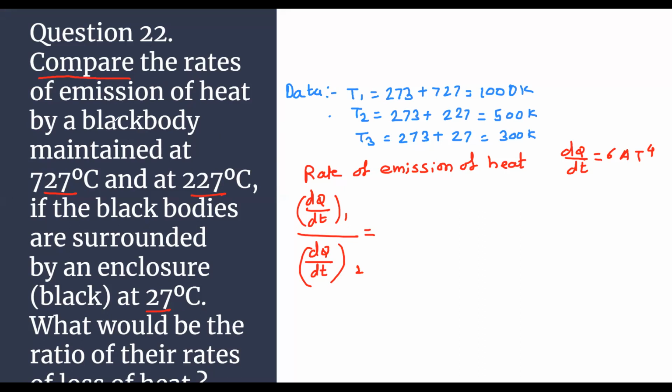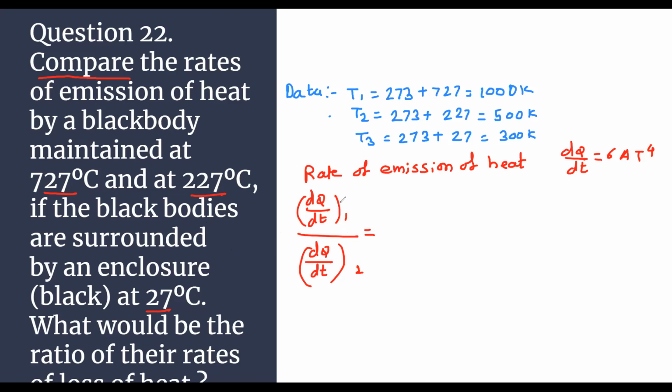Then, first question, compare the rate of emission. First we need to compare the emission of heat of a black body maintained at 727 and 227. So we'll solve only this part. If you are keeping it at 727, what will be the rate of loss? And if you are keeping it at 227, what will be the rate of emission? That comparison we will find by taking the ratio.